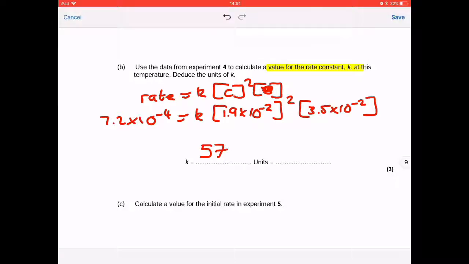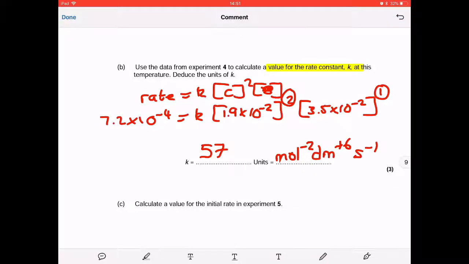And the units for this, because you've got an overall order of reaction of 3, aka you've got 2 and a power of 1, mean that your units for the rate constant have to be moles to the minus 2, dm to the plus 6, seconds to the minus 1. And that in itself will give you 3 marks. If you struggle with the units of the rate constant, either come to see me on a Friday to get help on how to derive them, or you need to start memorising the table of information that allows you to calculate the units for K just from memory.